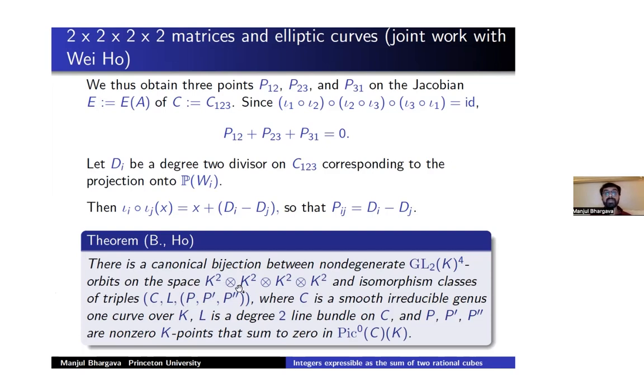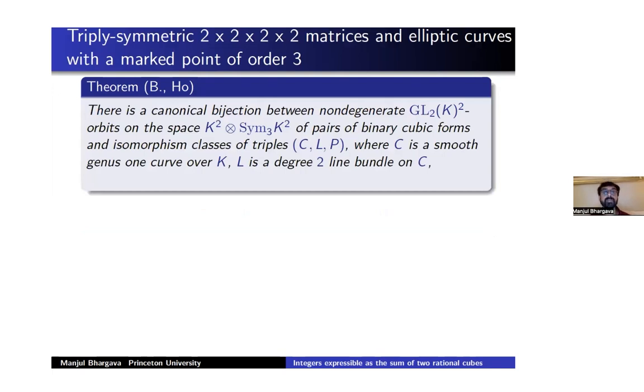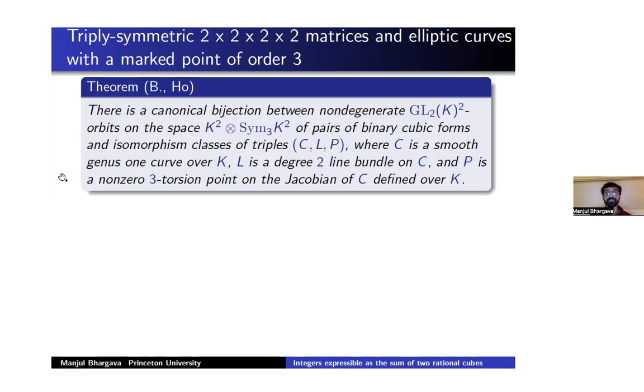So if you look at K2 tensor Sym3 K2 with the action of GL2 squared, that parameterizes the data of a genus one curve, a degree two line bundle, and an order 3 point on the Jacobian, a K-rational order 3 point. And so that's a corresponding theorem that we proved just by that triple symmetrization: there is a canonical bijection between non-degenerate GL2 squared orbits on the space of pairs of binary cubic forms over K, and isomorphism classes of triples C, L, P, where C is a smooth genus one curve, L is a degree two line bundle, and P is a non-zero three torsion point on the Jacobian of C that's defined over K. Okay, so hope that deduction makes sense, at least philosophically. Of course, you have to prove this, but this is what it ends up being.